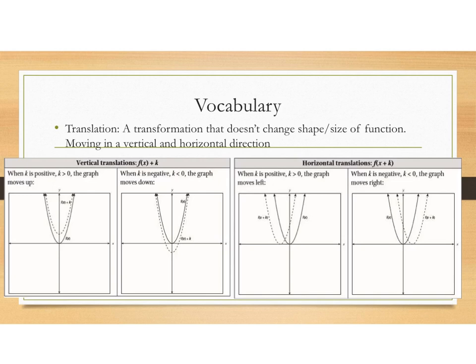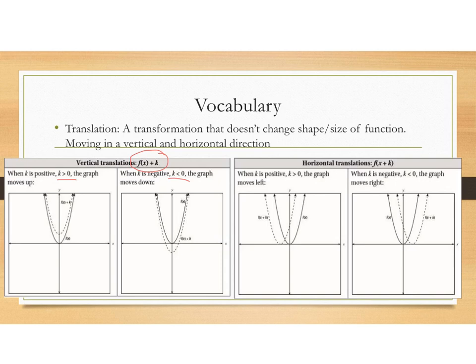The first type of transformation is vertical, and it's the f of x plus k. If k is greater than 0, so if it's a positive number, you're going to move up. If k is less than 0, or a negative number, you're going to move down. But the parabola itself is going to stay the same size and shape, just move up or down vertically.